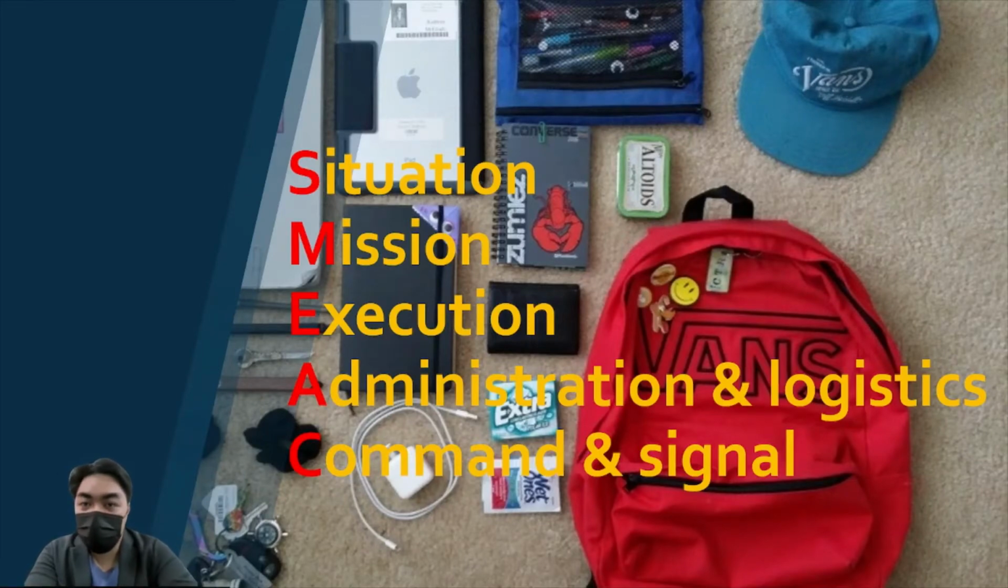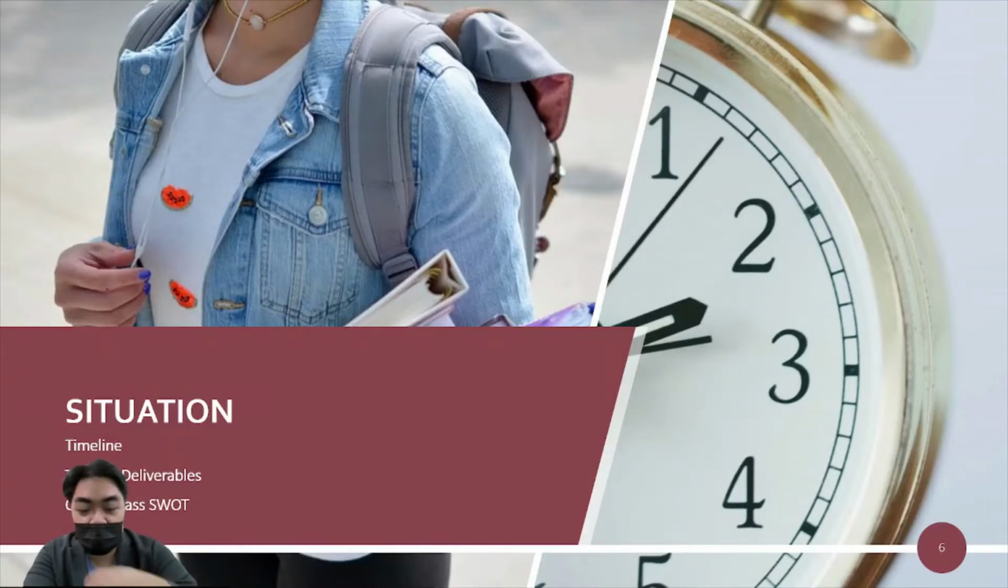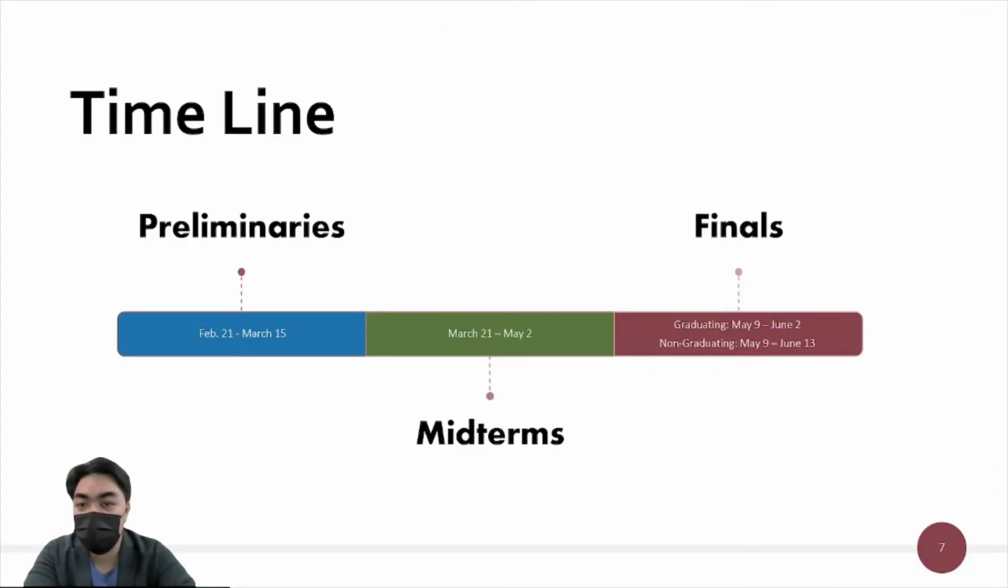Now let's go to the SMEAC, which is an abbreviation for Situation, Mission, Execution, Administration and Logistics, and Command and Signal. Okay, we shall go through these different phases one at a time. Right, so let's go first with situation. What are we facing for the semester? What is expected of us, and most importantly, what are the potentials that can be developed for this course? Okay, first up we have the timeline.